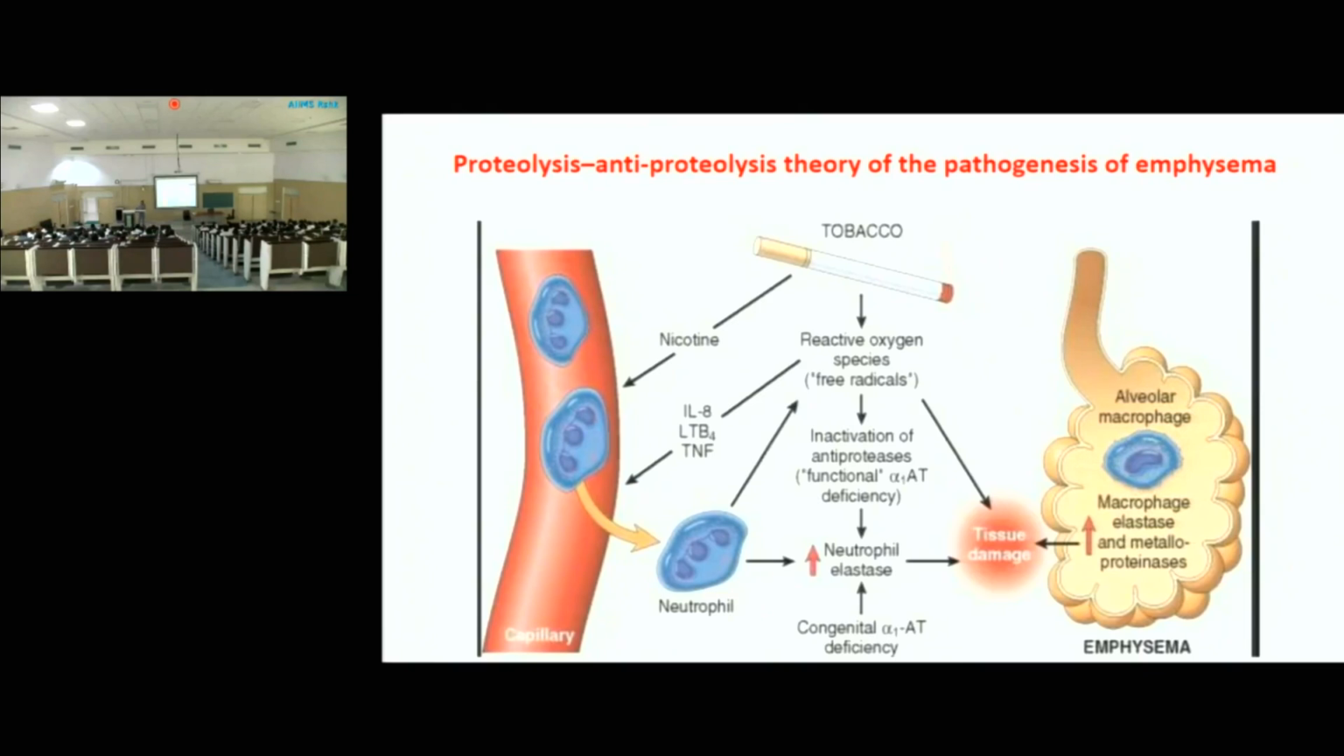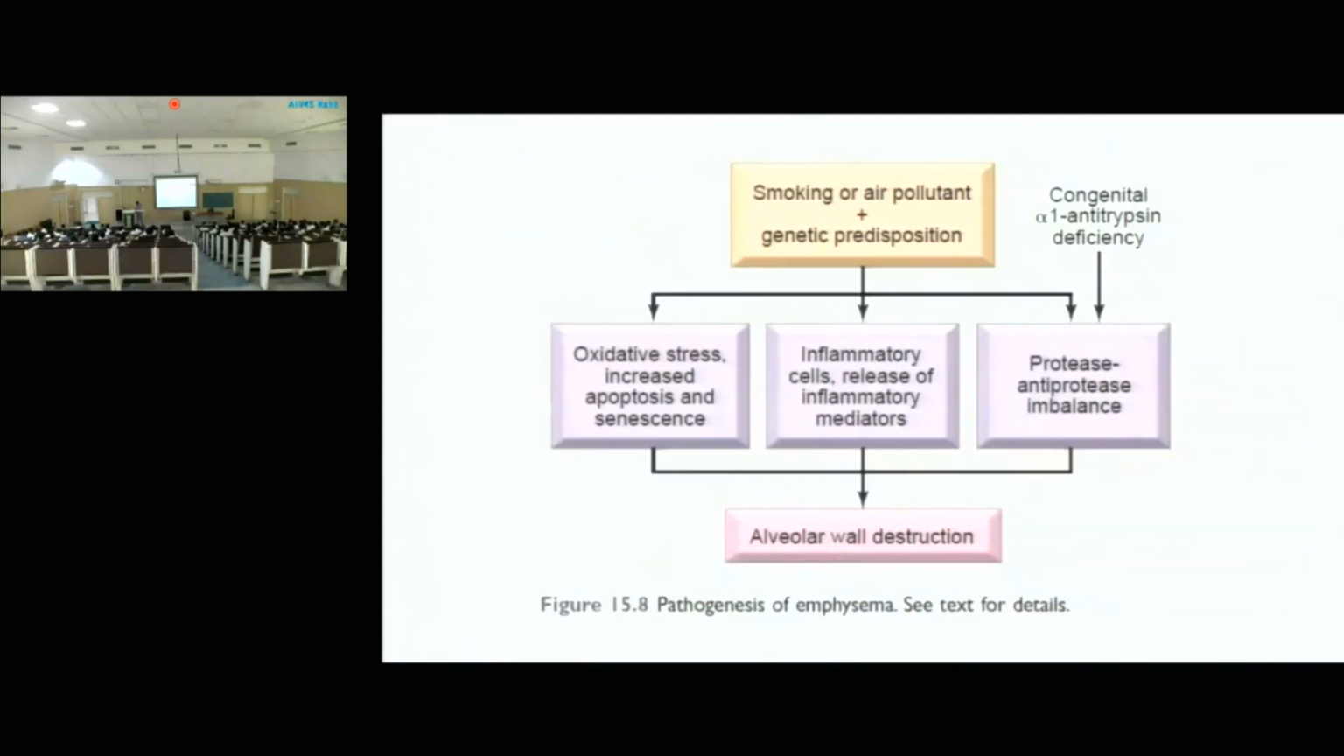There will be dilatation of the air spaces. I will show you another. Right, so same thing here in pathology: smoking and air pollutants along with some genetic predisposition, patients with alpha-1 antitrypsin deficiency. You might have seen that condition also. That leads to oxidative stress and increased apoptosis and senescence. Along with that, inflammatory cell release, inflammatory mediators and a protease anti-protease imbalance lead to destruction of the alveolar wall.